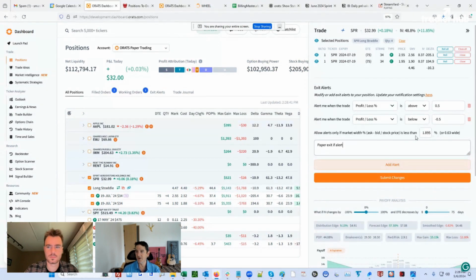It also will only exit if it's somewhere near the width. So if an option really widens out, it's not going to just send off all these alerts. It only alerts you if it's a stable market width. Now you might say 63 cents is wide, but this stock is pretty wide, so I'm going to be okay with it. I could change this to 2%, for example, and that changes it slightly. But I'm going to keep it about 1.8 wide, and then I'll submit that change.